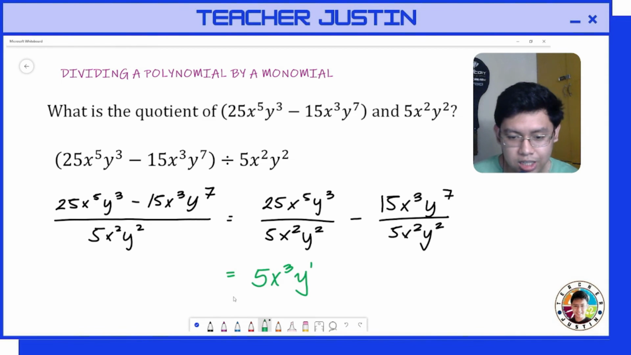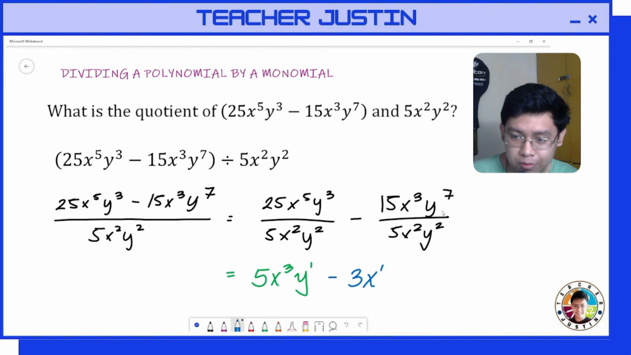Next, let's proceed to our second term. For our second term, we have negative 15x raised to 3 y raised to 7 all over 5x squared y raised to 2. So let's simplify. Negative 15 divided by 5 will give us negative 3. Then let's proceed to our variable x raised to 3 divided by x raised to 2. So copy the variable x and subtract the exponents. 3 minus 2 is 1.